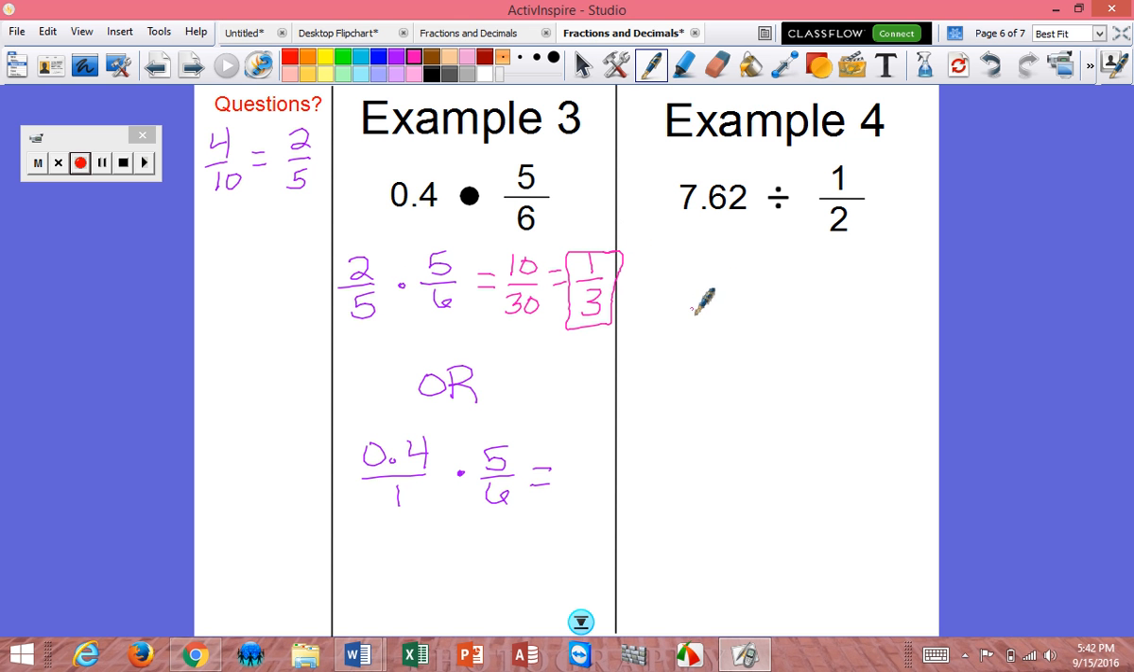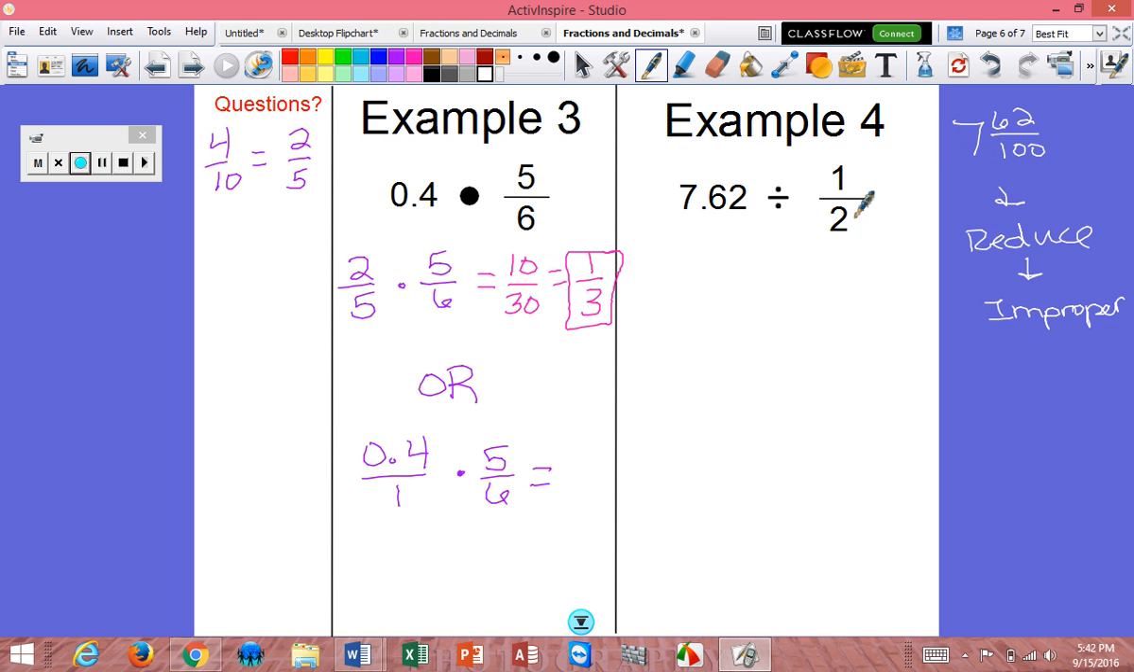Alright, example 4. I have 7.62 divided by 1/2. So again, if I wanted to, I could take this decimal and make it a fraction. So I would have 7 and 62 hundredths. And then I would reduce, make it improper from there. Now, that's not going to be a whole lot of fun to work with.